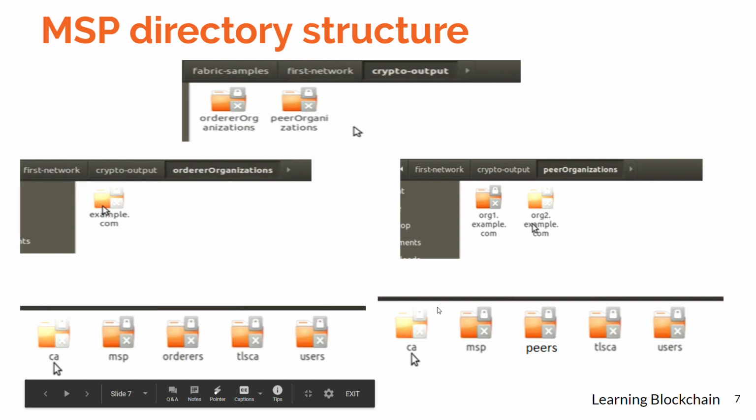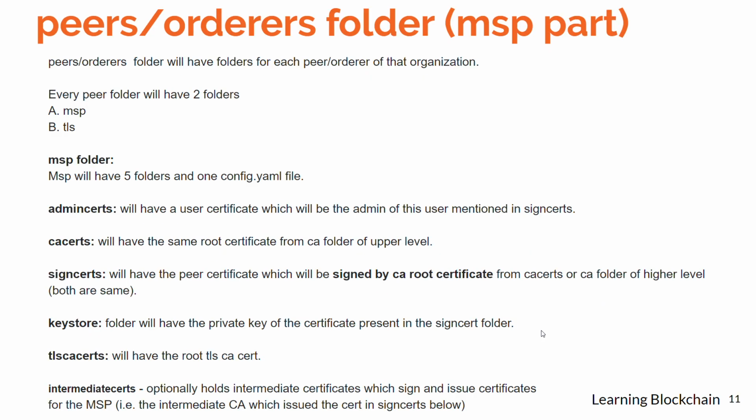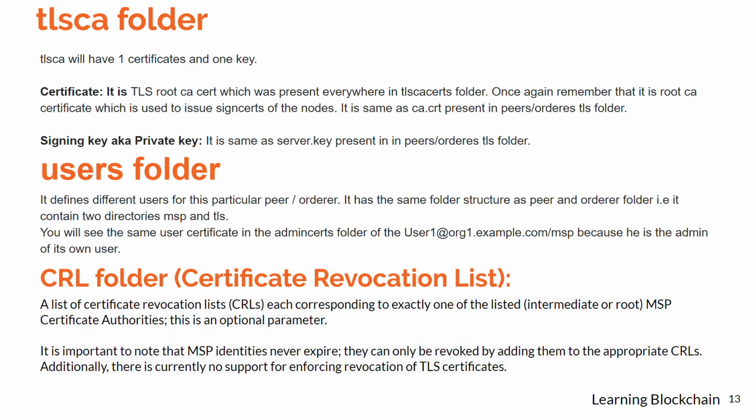We have already seen the description of CA, MSP, peers and orderers. So let us move to that slide. The TLSCA folder will have one certificate and one key. It will have the public key of the certification authority, and it is used whenever the TLS is enabled. It contains the same thing as the CA cert present inside the peers orderers TLS folder, and it is the root CA certificate which is used to issue the certificates of the nodes. The next part is the private key. The private key is the same as the server.key which is present inside the peers or orderers TLS folder. As we have already described the TLS folder inside the peers and orderers in the previous slide, here the same copy is present inside the TLSCA folder.